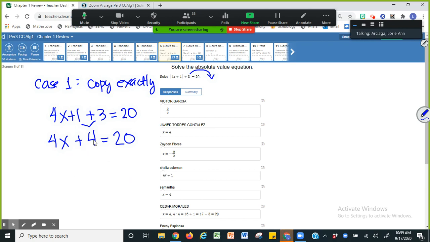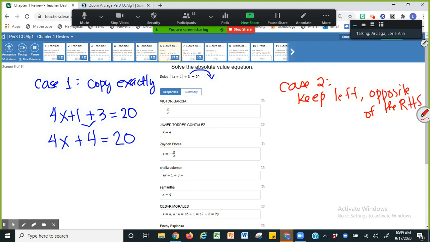I'll stop right there. And then for case 2, you keep one side, right? I normally keep the left the same, and then you write the opposite of the right hand side. RHS is right hand side. Or it could be the other way around. You write down the opposite of the left, and then you copy the right, however you want it.